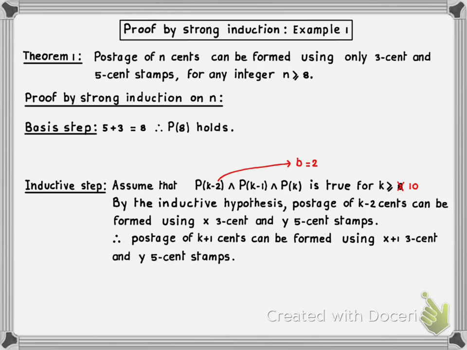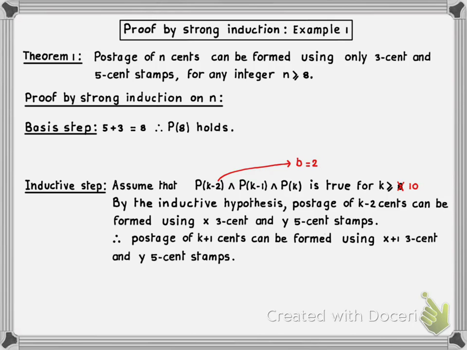And our second error, which is related, is that the number of propositions we need to prove now in the basis step is equal to b plus 1, that is 2 plus 1 or 3 propositions. Sure, we have to prove P of 8, but we also need to prove P of 9 and P of 10. So let's do that right away.